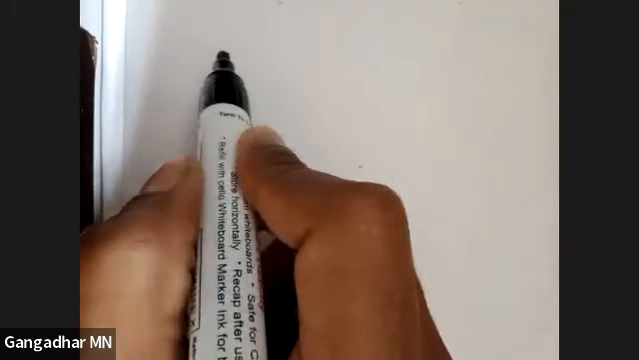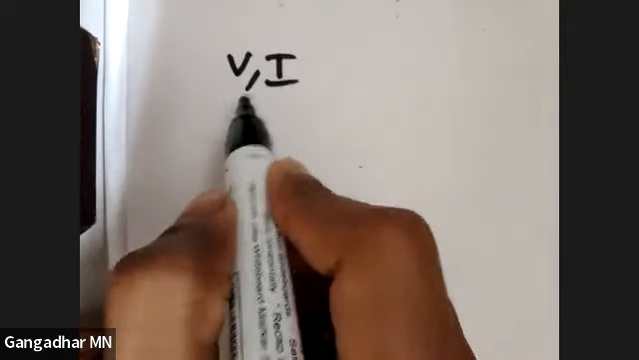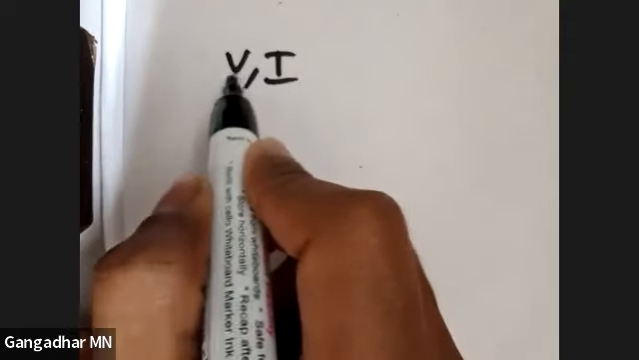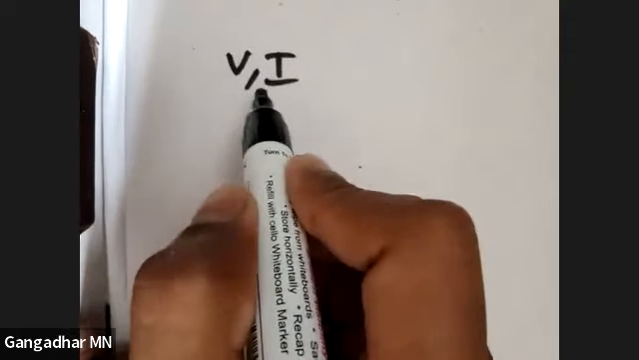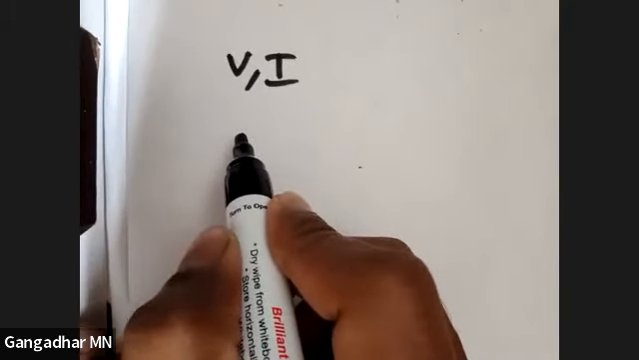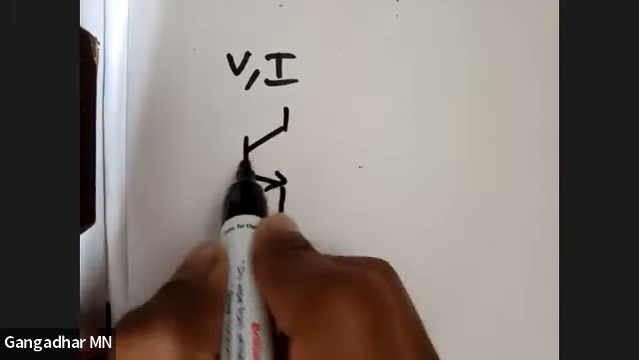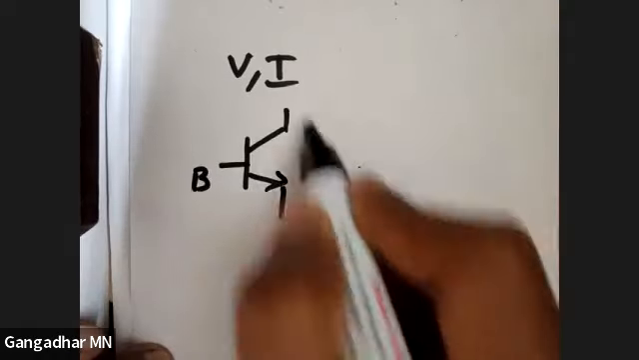So let us look at the current voltage characteristics of BJT, bipolar junction transistor. First of all, the characteristics is a curve between voltage and current. How current changes with respect to change in voltage, or vice versa it can be. In case of a transistor BJT, since it has three terminals, you have base, emitter, and collector.